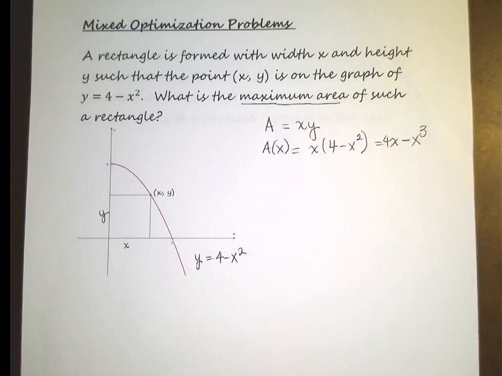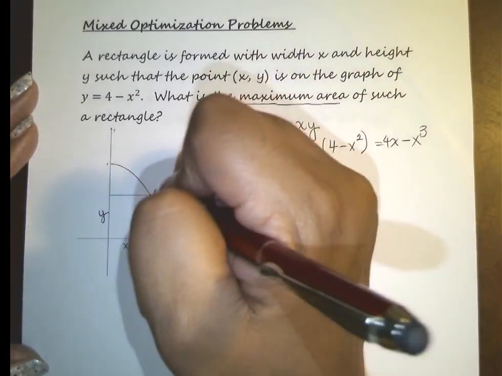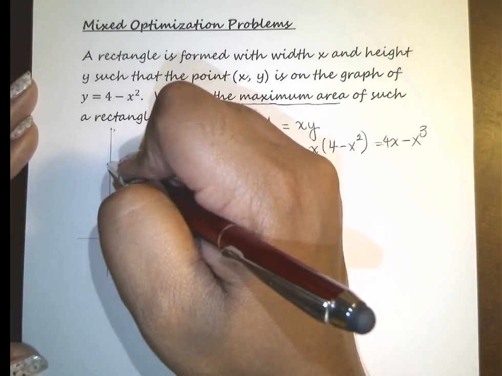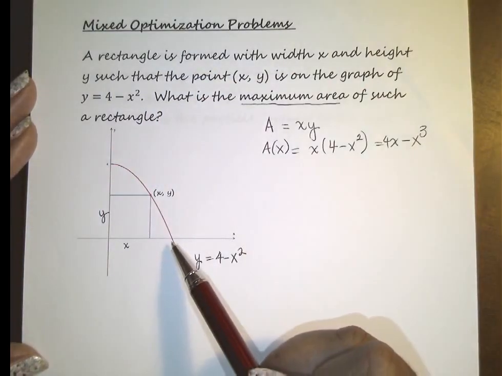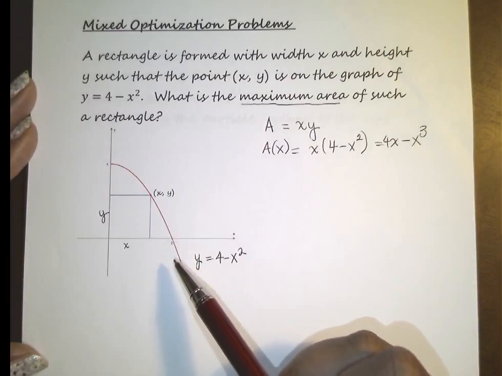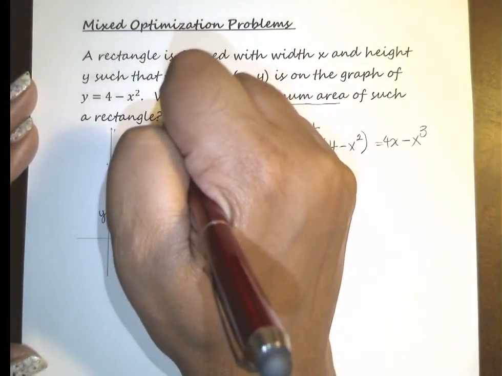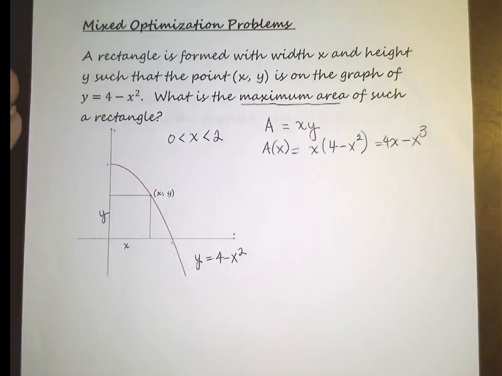Now this is a good point to talk about domain. X cannot be any real number. Since we're pretty much limited to this area right here, x can be at the top here, but then I wouldn't have a rectangle at all. So x has to be greater than 0. And x can come down to the x-axis where it would be equal to 2, but again we wouldn't have a rectangle. If it passed beneath it, we'd end up with two triangles instead of a rectangle. So our x value has to be between 0 and 2.